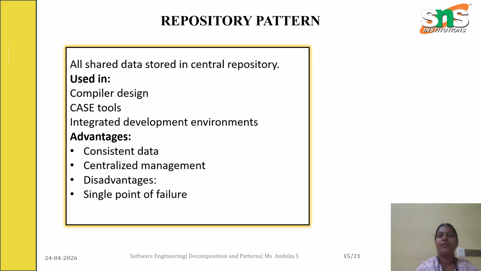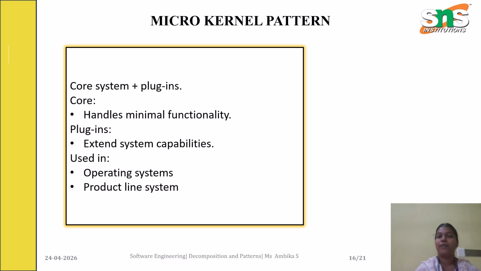Repository pattern. Here, all the shared data is stored in a central repository. It is mainly used in compiler design and integrated development environments. The advantage is that the data will be consistent, and it also supports centralized management. If you consider the disadvantage, there is a single point of failure. Next one is the microkernel pattern. Here the core handles the minimal functionality. It is used in operating systems and product line systems.